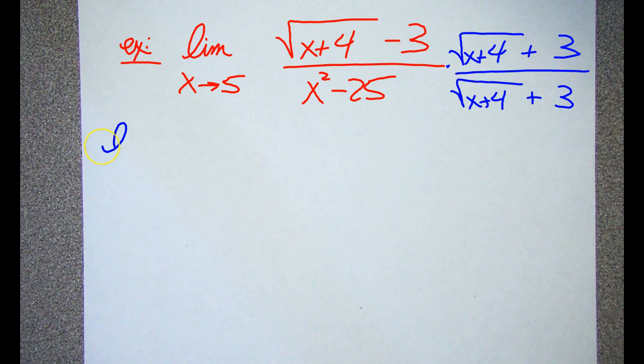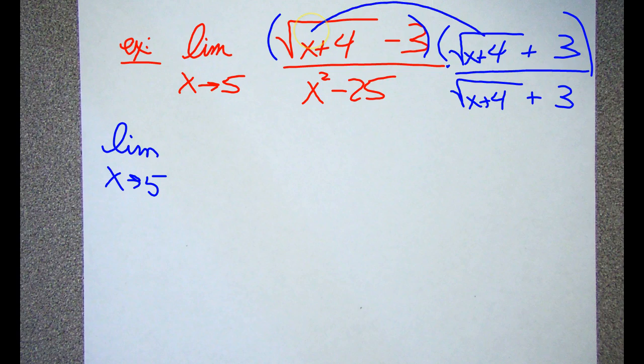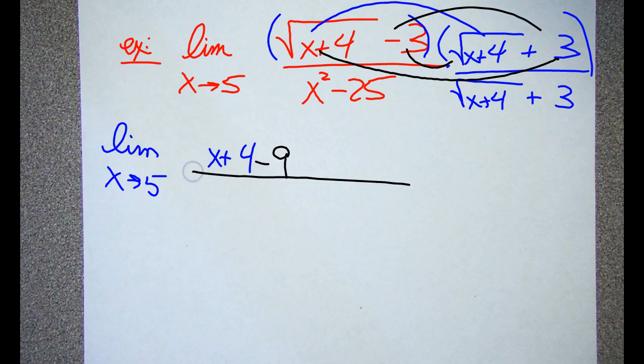Let's look at what happens to the top. I'm just going to FOIL this without writing everything down. The first would be those two. What's root x plus 4 times root x plus 4? It's x plus 4. Now these two, what will happen to those? They just cancel. So I have a positive 3 times whatever, minus 3 times whatever. And then what's negative 3 times 3? Negative 9.